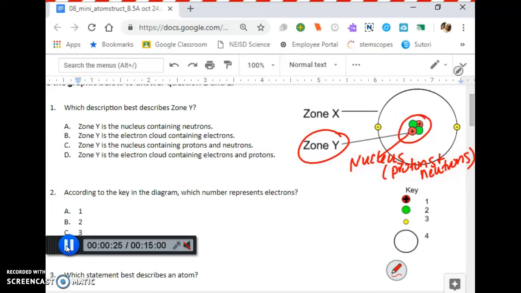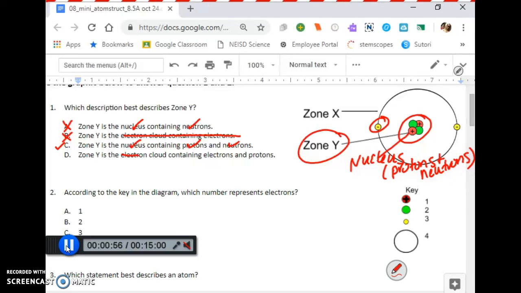So A, zone Y is the nucleus, yes. Containing neutrons, yes. Those are both correct, but this may not be the best answer. Let's keep going. B, zone Y is the electron cloud containing neutrons. No, the electrons are out here in the cloud on the outside of the atom. C, zone Y is in the nucleus, yes, containing protons and neutrons. So this answer is actually better than answer A because it includes the protons.